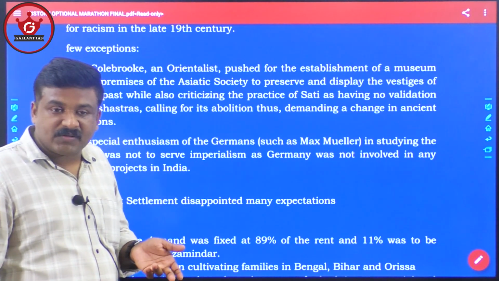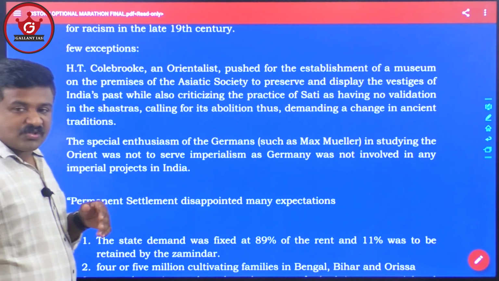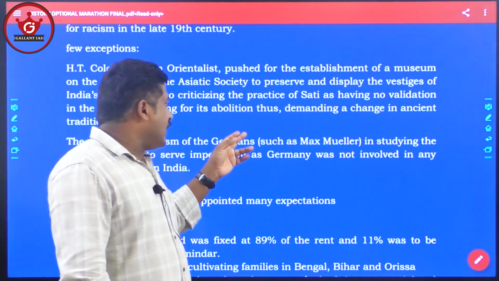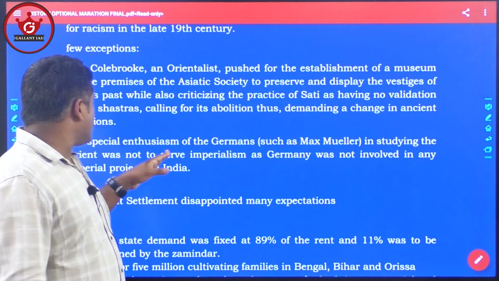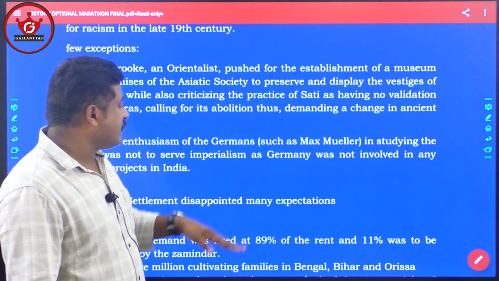He criticized the practice of sati and said that sati has no validation in the Shastras, demanding a change in these ancient traditions. Special enthusiasm of Germans in studying this Orient was not imperialism.